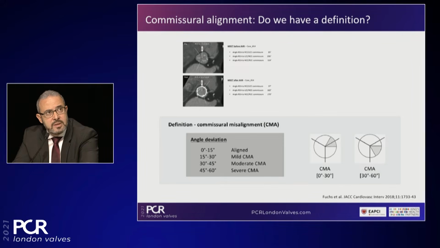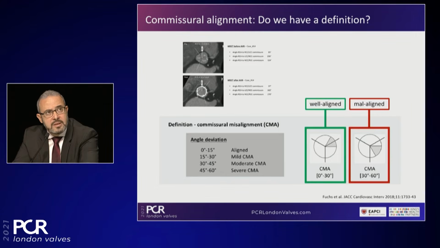And you can divide this in steps of 15 degrees and call it mild, moderate, and severe misalignment if you wish so. But the real question is if we can accept a certain degree of misalignment and call this maybe clinically insignificant misalignment. And more or less, you can imagine a cutoff of around 30 degrees.